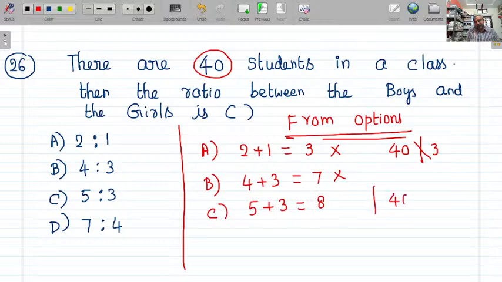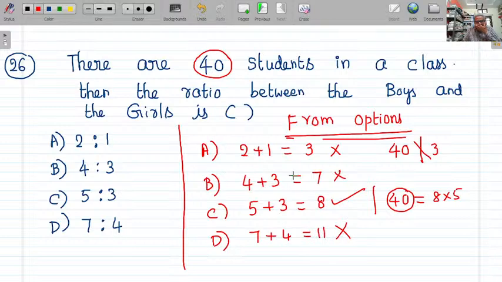So 40 we can write as 8 into 5. So 40 is a multiple of 8. Now option D: 7 plus 4 is 11. 40 is not a multiple of 11, so this option is eliminated. Options A, B, D are eliminated.